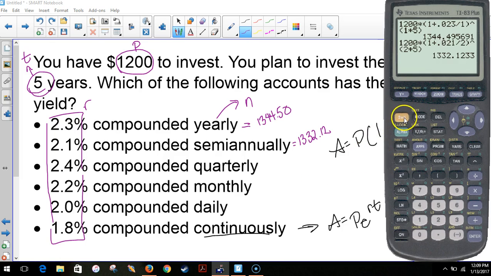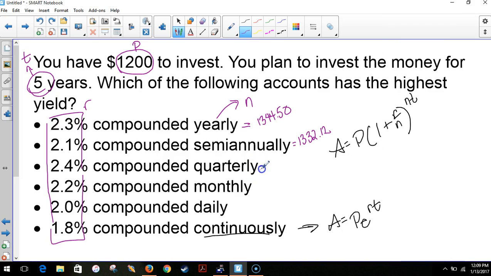Let's check out quarterly. I'll do second, enter again. Change my rate from 2.1 to a 2.4. Quarterly is 4 times a year. And I will change that over in here as well. And I hit enter, and now I get 1352.51.